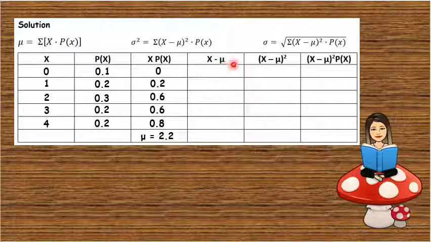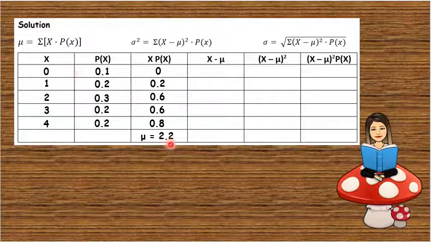Okay, sa fourth column, we have x minus mu. Bakit yan yung next? Kasi ito na tayo sa variance. Ito na yung gagamitin, yung nasa loob ng parentheses. So, it's x minus mu. May value naman tayo ng x, ito yan, di ba? May value na rin tayo ng mu, ito yon, yung 2.2. So, all we need is to subtract.